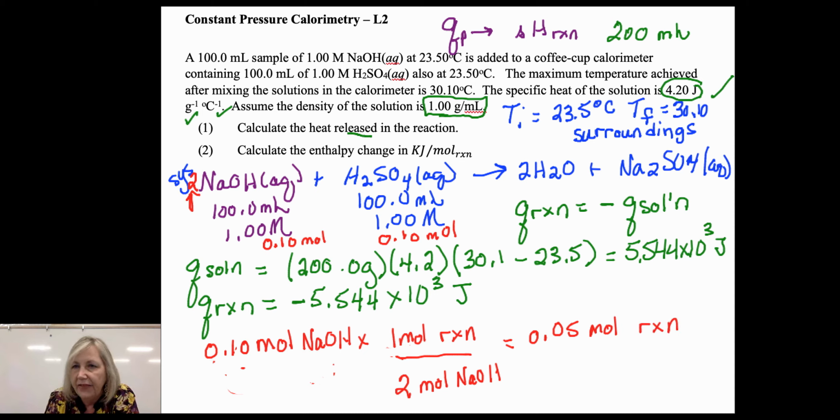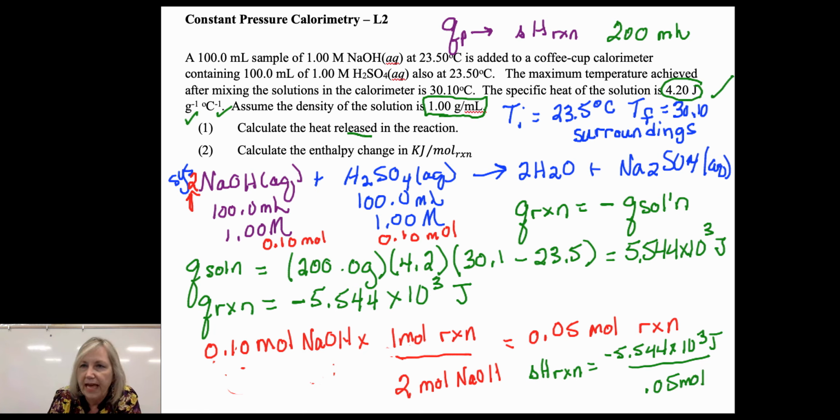So to find my enthalpy for the reaction, my delta H for my reaction is going to be minus 5.544 times 10 to the 3rd joules over 0.05 moles. Okay, and when I do that math, I'll circle that. My final answer was 110 kilojoules for every mole of reaction.